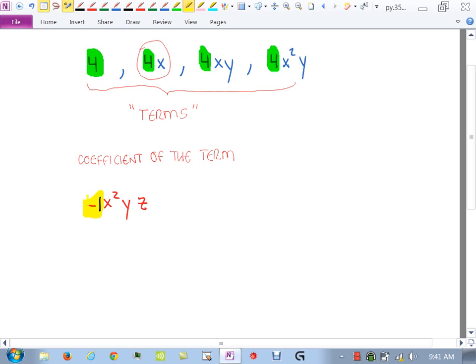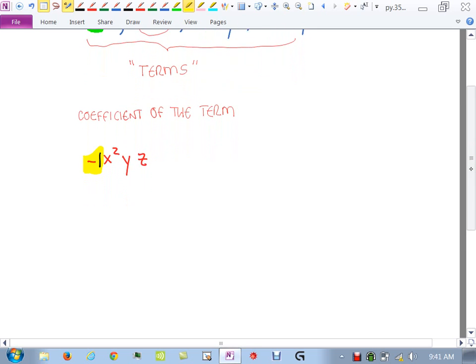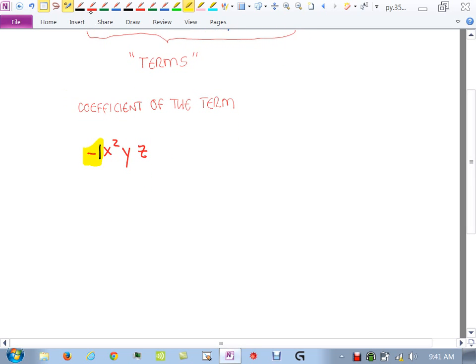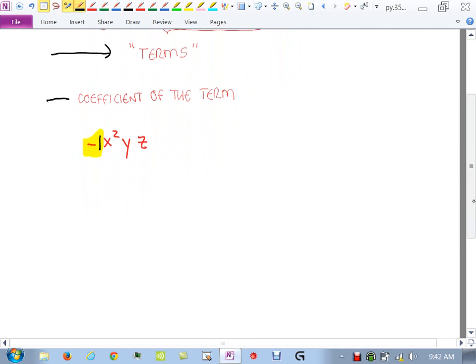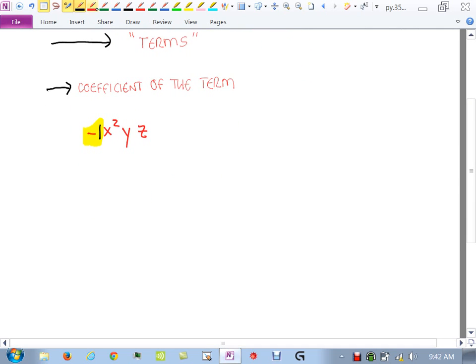That's what a term is. That's what the coefficient of a term is. Just identify the number, and you're in business. Is that okay? Okay. Now let me put the next definition or idea here: like terms.